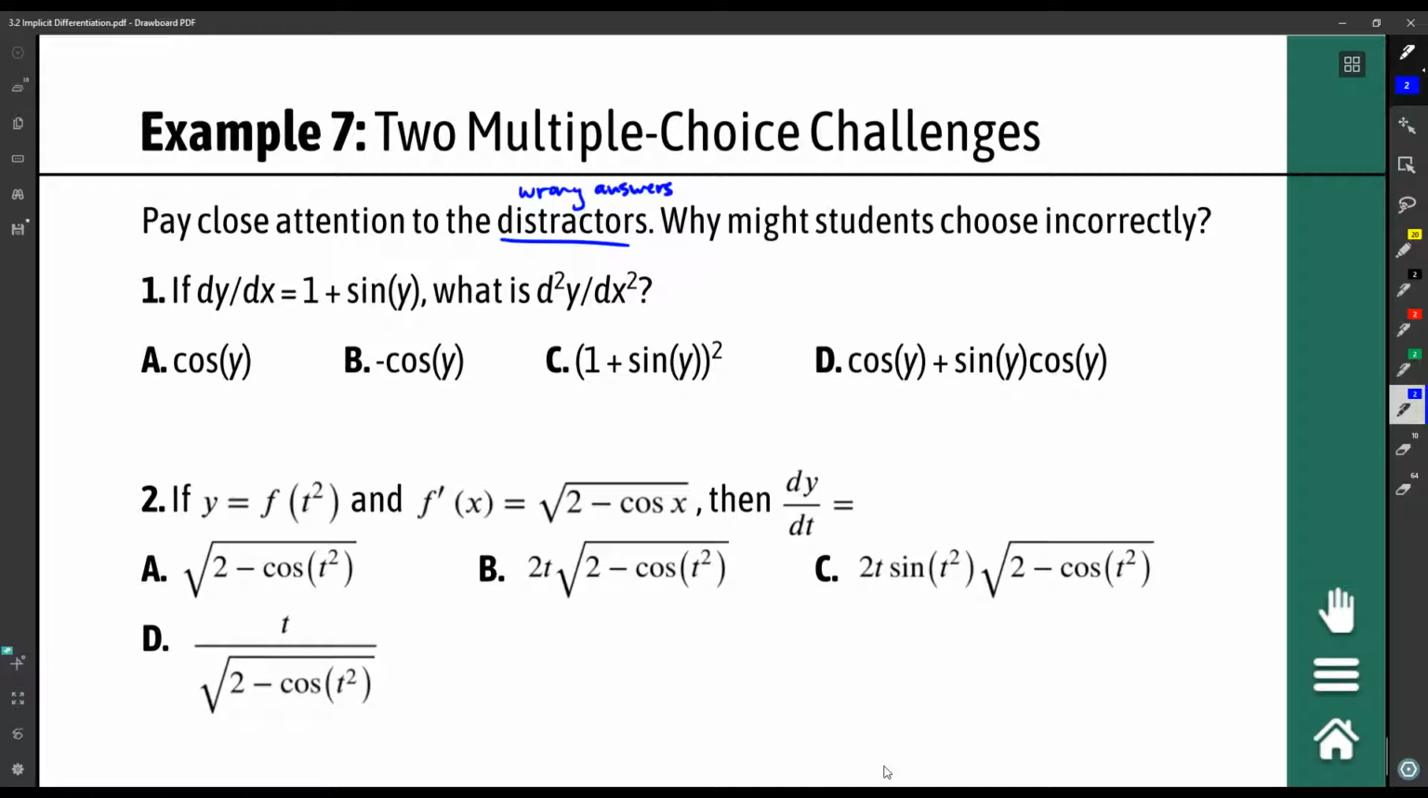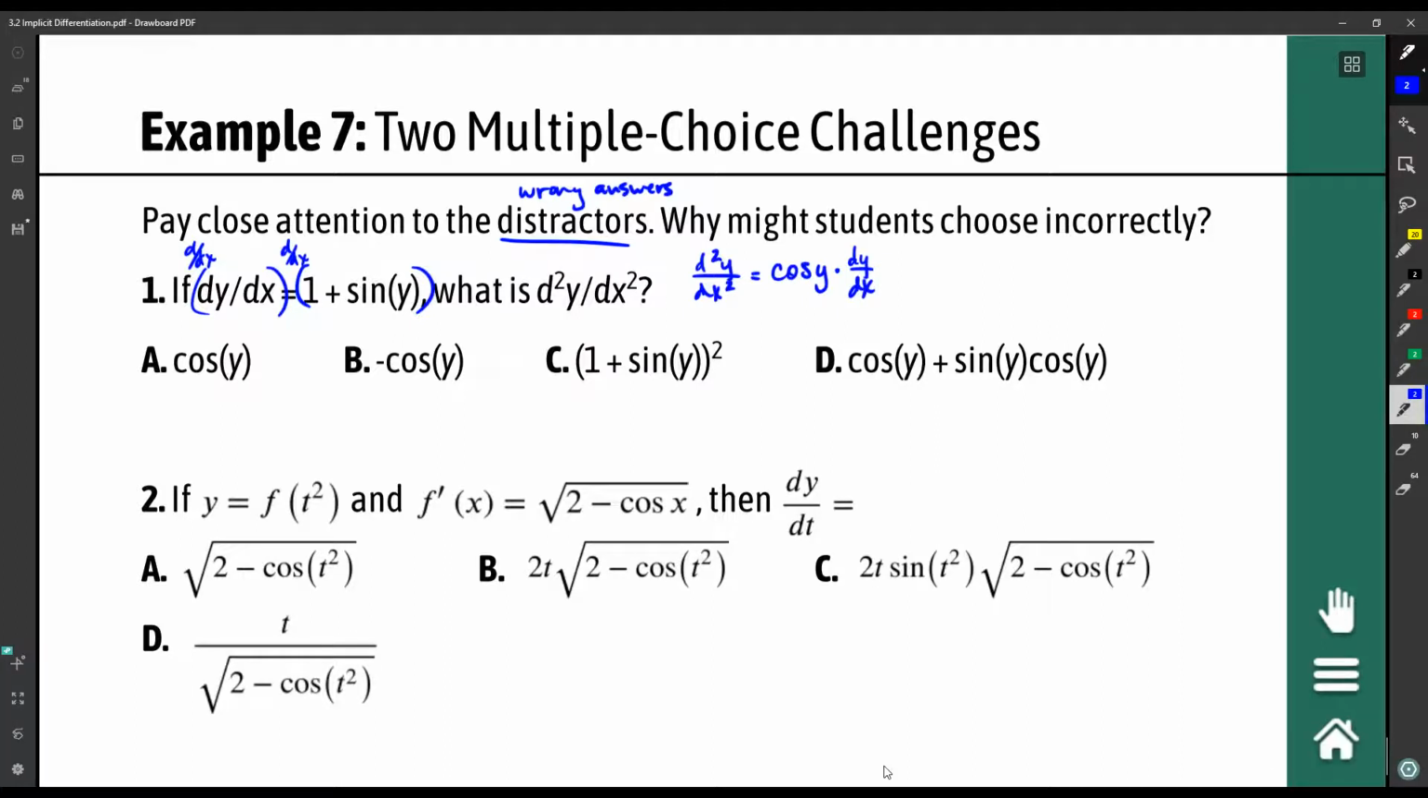In number 1, if dy dx is equal to 1 plus the sine of y, what is d squared y over dx squared? What we want to do here is differentiate both sides of this equation with respect to x. I'm just going to note in here d dx. The derivative with respect to x of dy dx is d squared y over dx squared, and the derivative with respect to x of 1 is 0, and the derivative with respect to x of sine of y is cosine of y. Don't stop there, times dy dx.